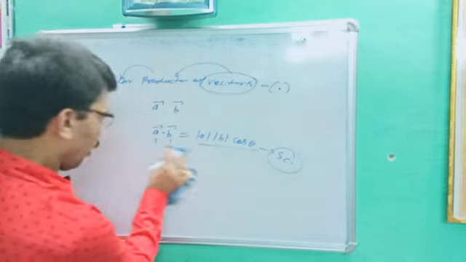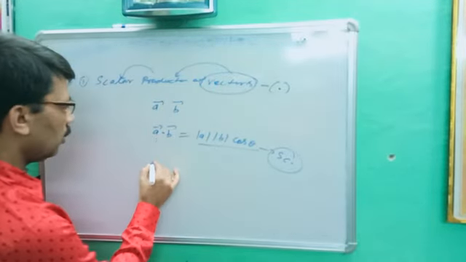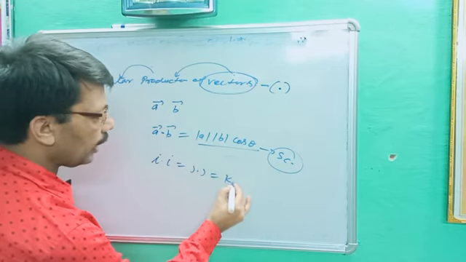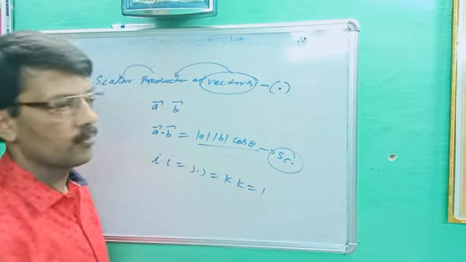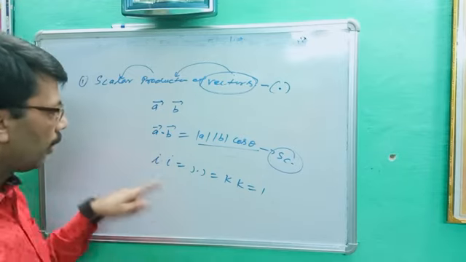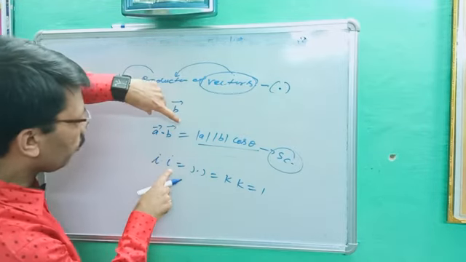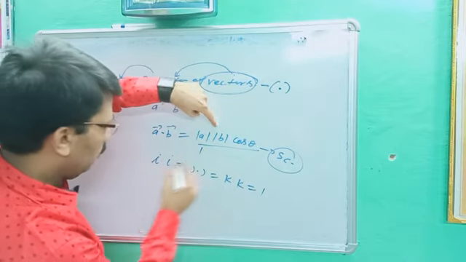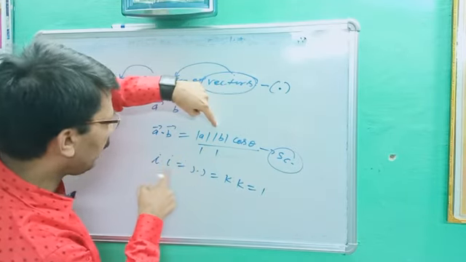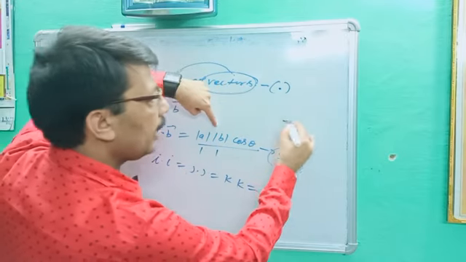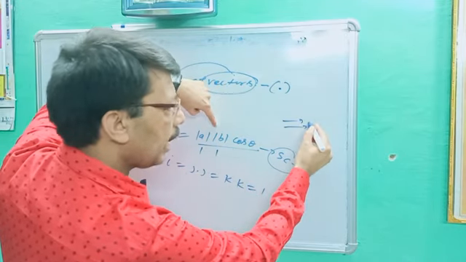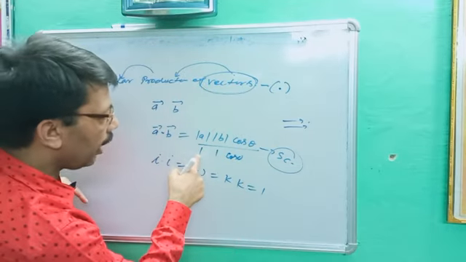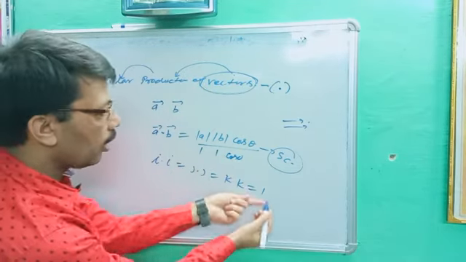Some more formulas are there. We can use i dot i equal to j dot j equal to k dot k equal to 1. Very, very important point. You better know, i dot i, both are unit vectors. So i value is 1, next i value is 1. And they have an angle 0 degree, because i and i are in the same direction, parallel. It means it will be cos 0. Cos 0 is 1. So we will get 1 into 1 into 1, and it becomes 1.